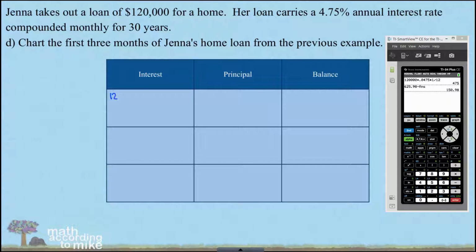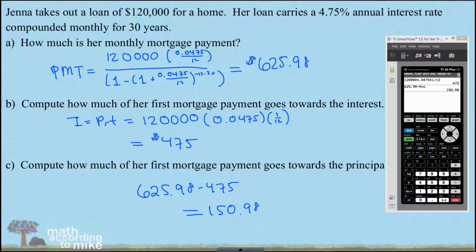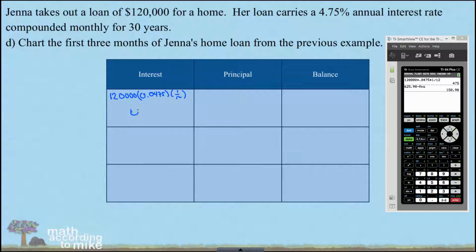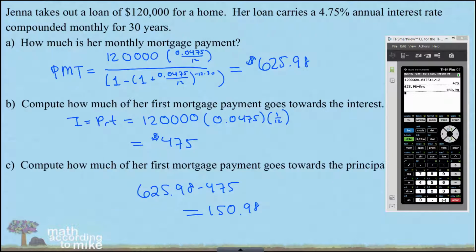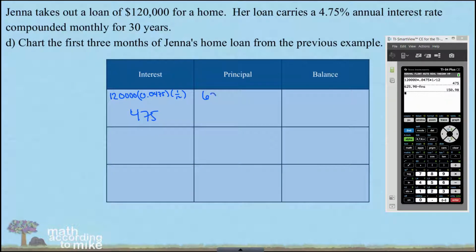I equals PRT, so 120,000 times 0.0475 times 1/12. I forgot what we got. I'm going back one. We got 475. And then the principal, we did, we lost the payment. Where is it? 625.98. Oh, it's on the screen. 625.98 minus the amount that went towards the interest gives us the principal, 150.98. And now the new balance, the old balance was 120,000.